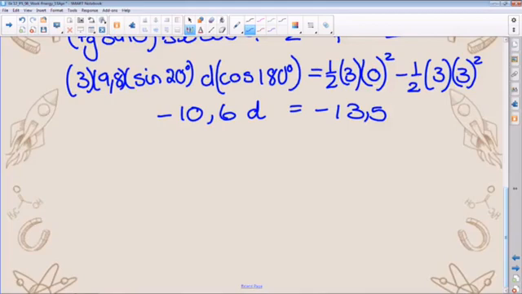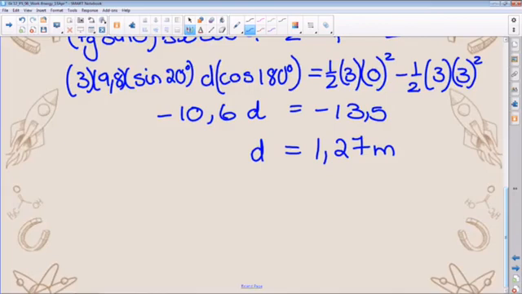So now, how do I know I've done this correctly? I'm going to get a positive distance. So now I'm going to go minus 13,5 divided by minus 10,6, and I get 1,27 meters. Don't get too stressed about the distances. Remember, the force isn't very big. It's 10,6, so it's not going to go very far. And it's going against gravity, so it's not doing anything useful. It's got to stop eventually.